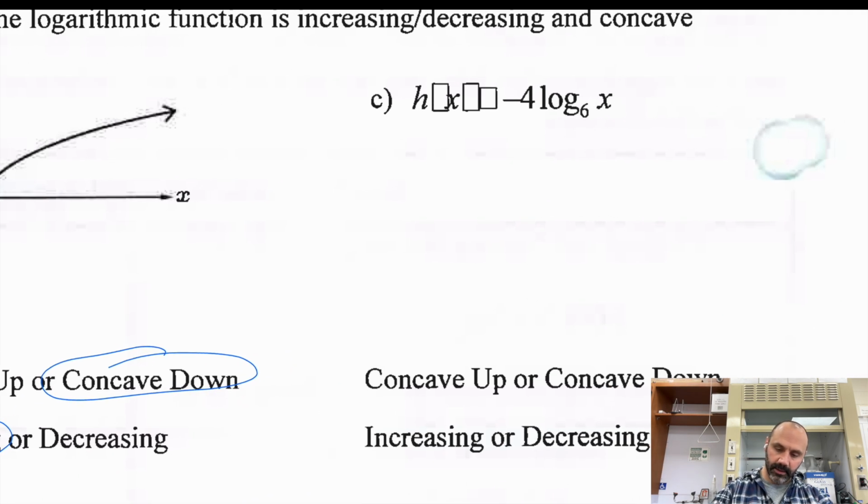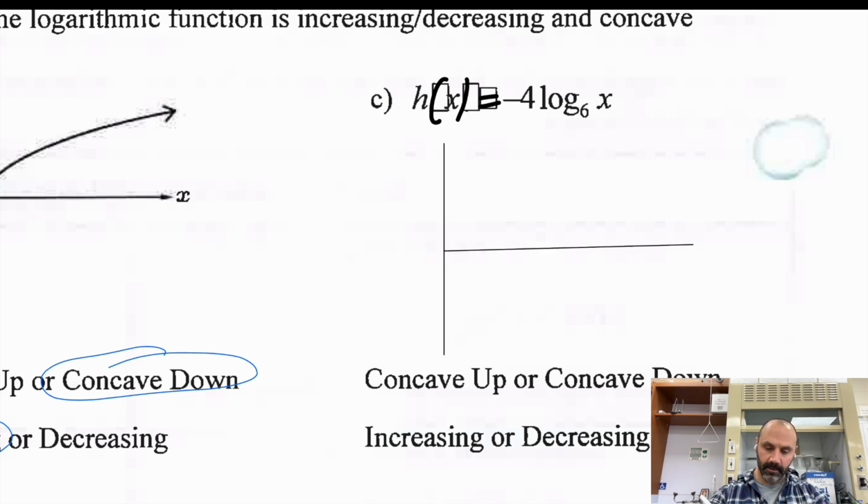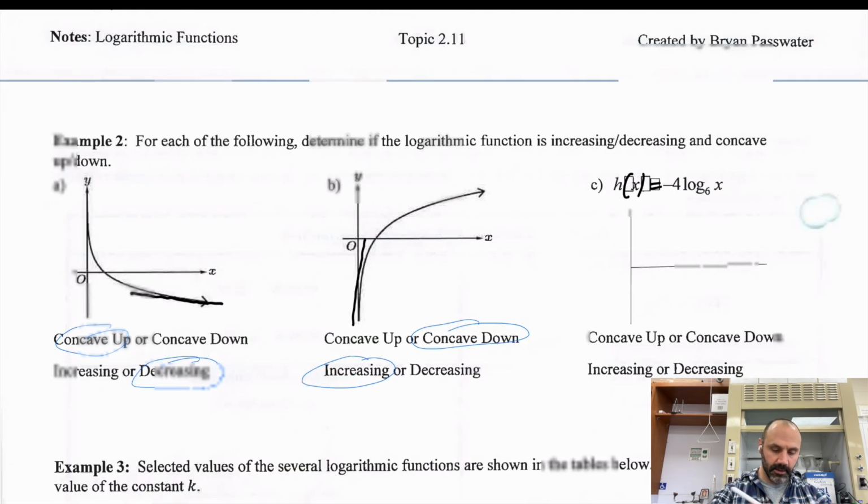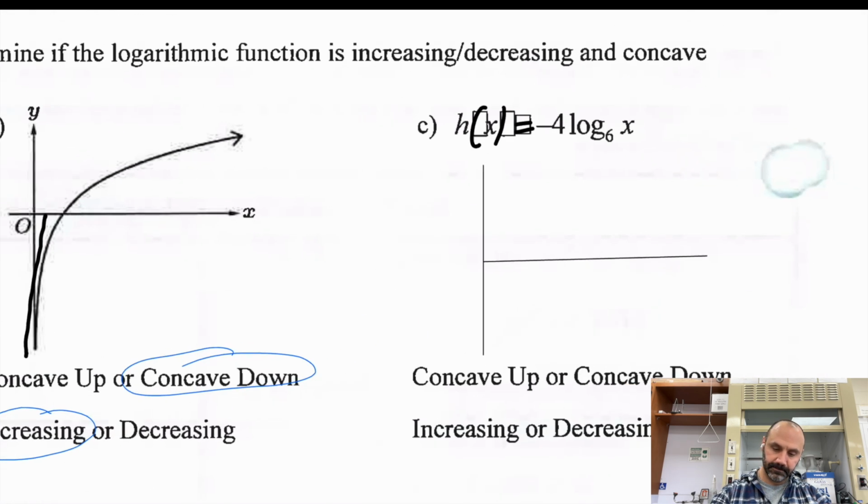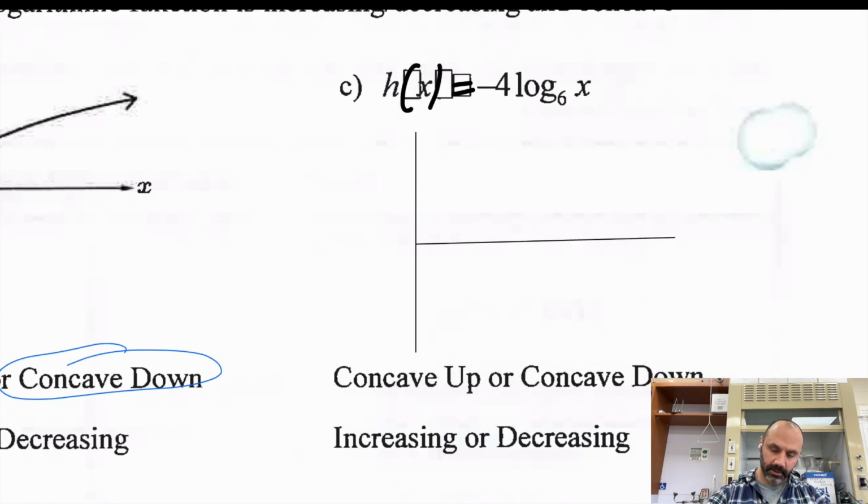Okay, again, the formatting here is a little off. So h of x equals -4 log base 6 of x. What does this look like? Notice that a is negative in this case, and so that means that it's going to be going down. It's going to look like example A, so it'll look like that kind of thing. And since it looks like example A, I already went through the reasoning for that. It's concave up and it's decreasing.